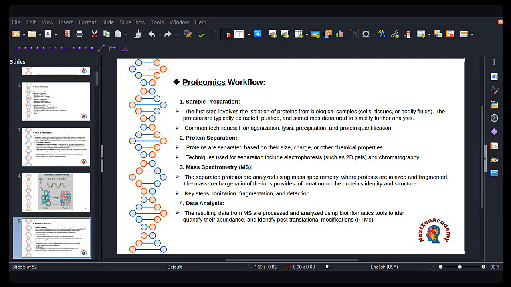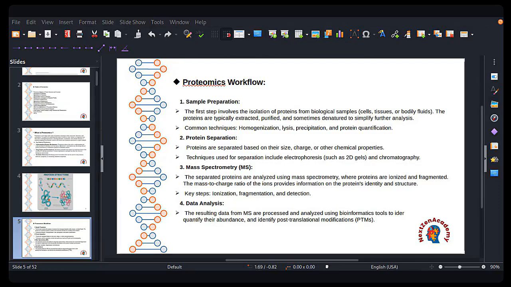After cell lysis, we extract the DNA, right? In the same way, firstly you will prepare the sample for proteomics. So the first step is sample preparation. The first step involves the isolation of protein from the biological sample.